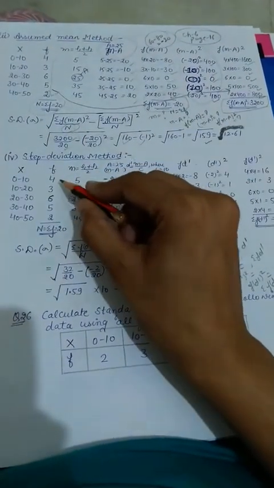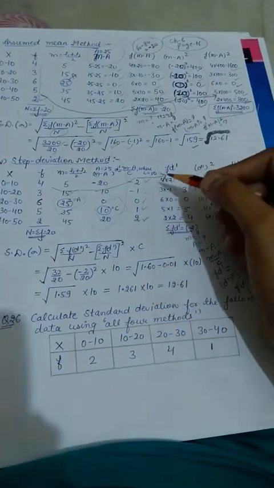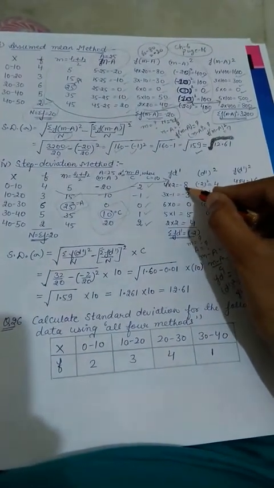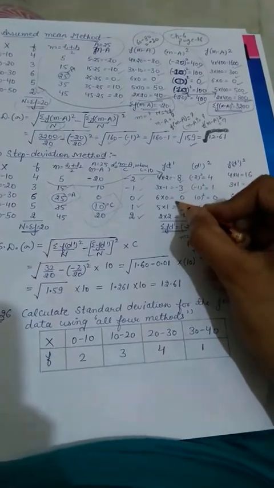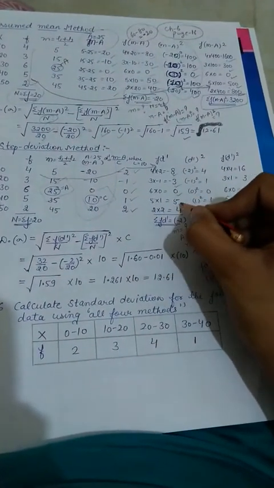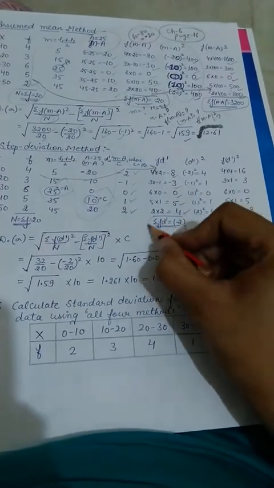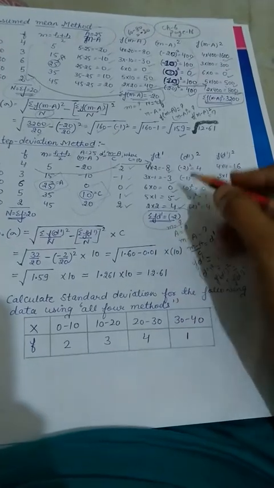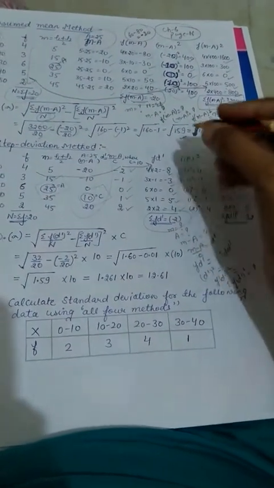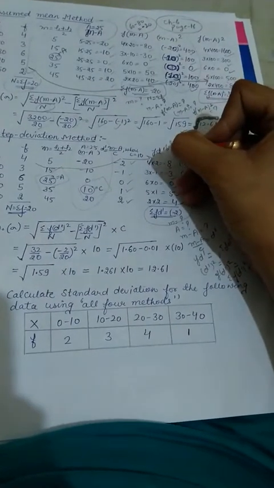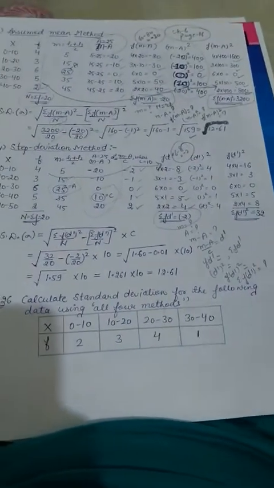Now you have to do the product of f into d dash. So you will use this column and this column and you will get this value f d dash. 4 into minus 2 will give you minus 8, 3 into minus 1 will give you minus 3, 6 into 0 will give you 0, 5 into 1 will give you 5, 2 into 2 will give you 4, and this is your total, minus 2. How minus 2? 5 plus 4 is 9, 9 minus 3 is 6, and then 6 minus 8 finally will give you minus 2. It is an integer type.